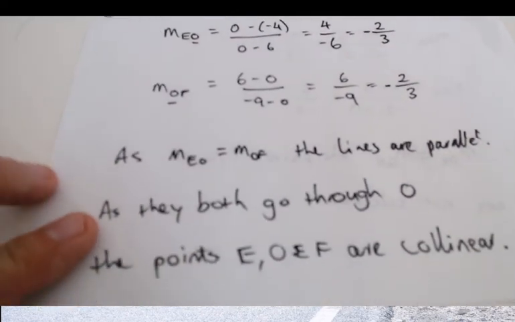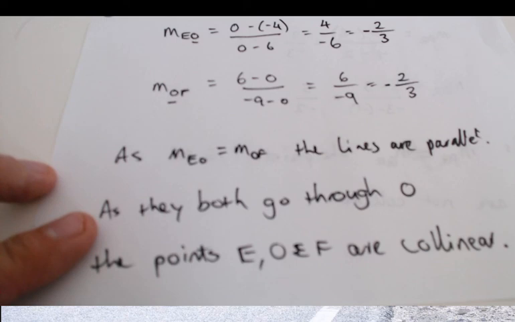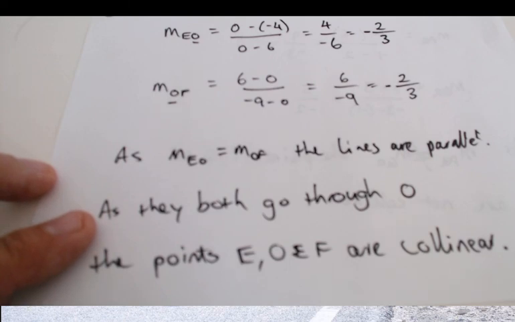And that is how you prove points are collinear. Remember, if they're collinear, they lie on the same straight line. To show that, you need to work out the two gradients and show they are the same, and then also show that they go through the same point as well.